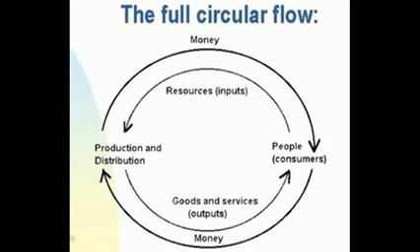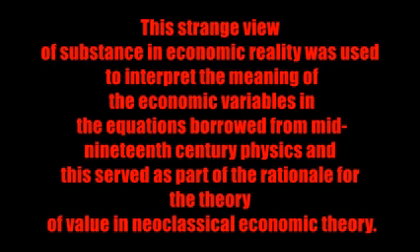They then claimed that any value which accrues as a result of production can only reside in the mental space of economic actors. In an effort to justify this conclusion, the economists argued that if the immutable stuff out of which goods or commodities are made cannot be changed by consumption, any value associated with consumption must reside in the minds of economic actors. This strange view of substance in economic reality was used to interpret the meaning of the economic variables in the equations borrowed from mid-19th century physics, and this served as part of the rationale for the theory of value in neoclassical economic theory.